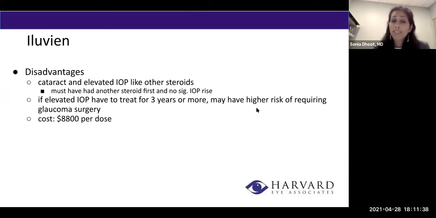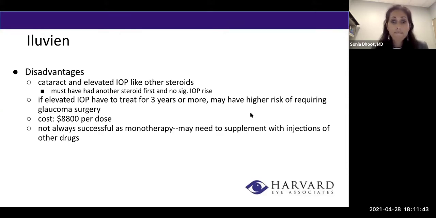This drug is almost $9,000 per dose. And it's not always successful as monotherapy. I tell my patients it's kind of like your baseline insulin. It kind of works really slowly in the background, but oftentimes we have to supplement with injections of other drugs.